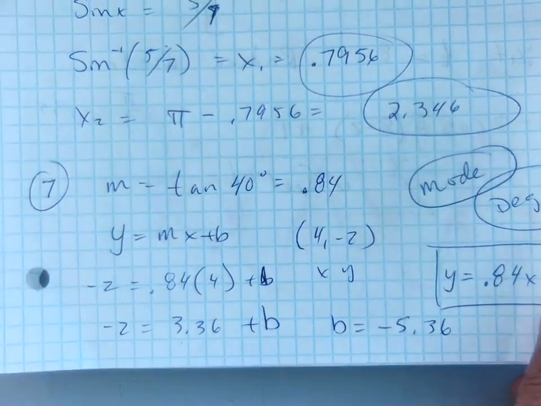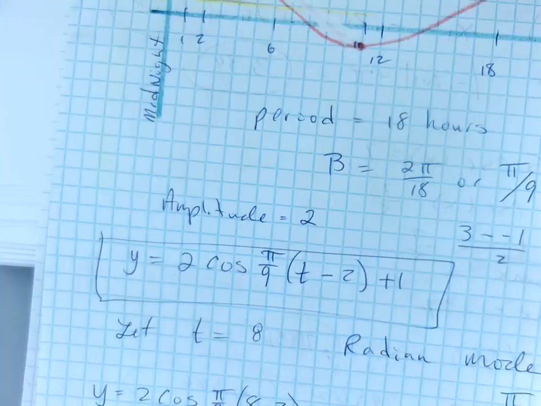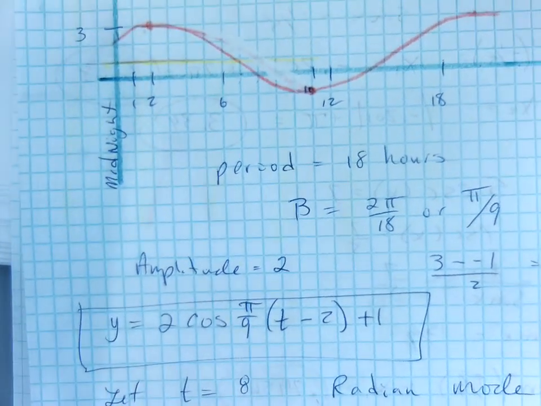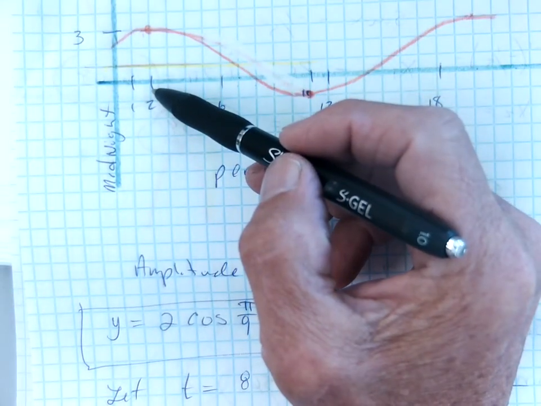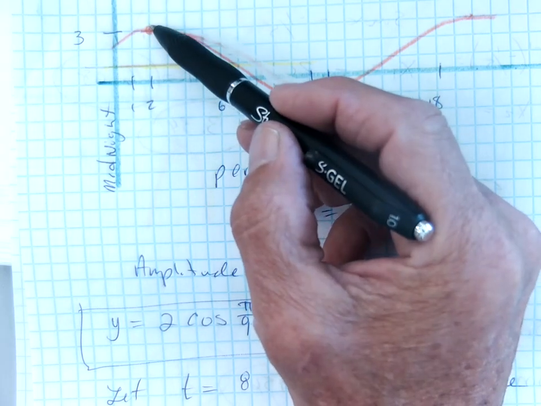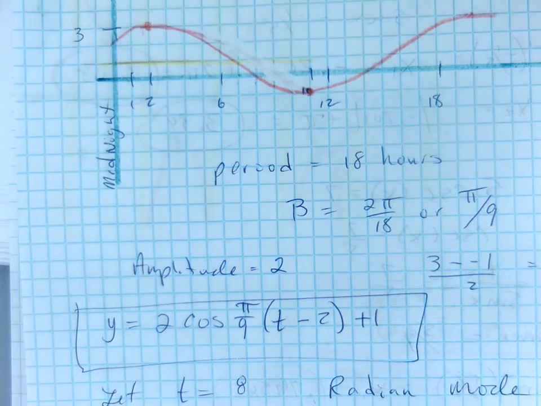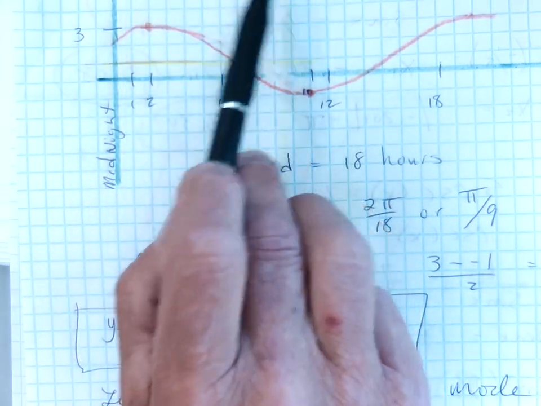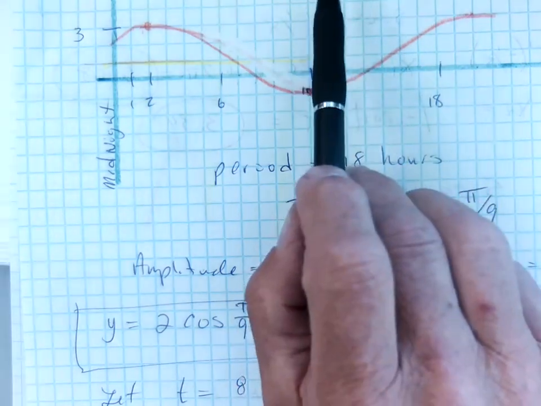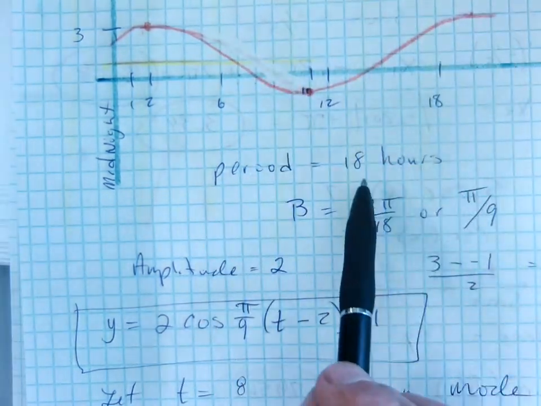All right. Now, number 8 is our tide problem. I made a graph. At 2 o'clock, we're at 3 feet. And at 11 o'clock, we're at -1 feet. So the width from high tide to low tide is 9 hours. So to go from low tide to high tide is another 9 hours. So the period of this is 18 hours.